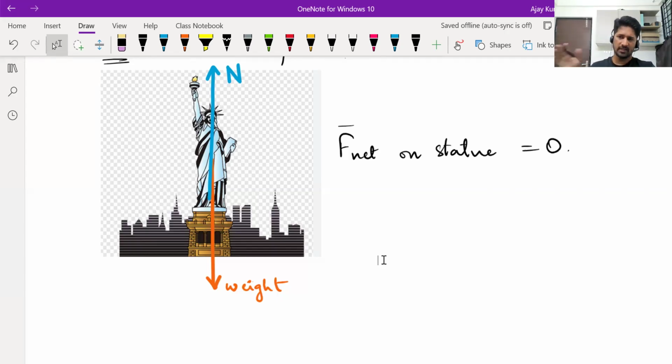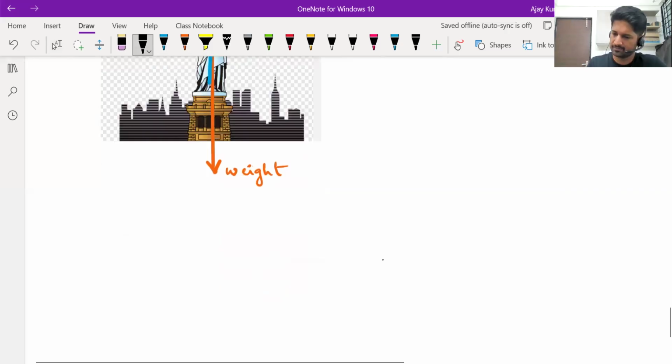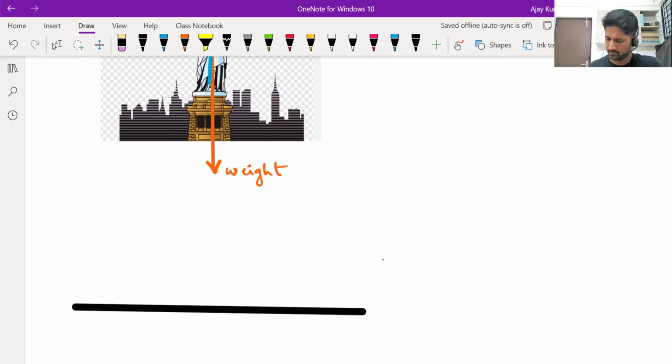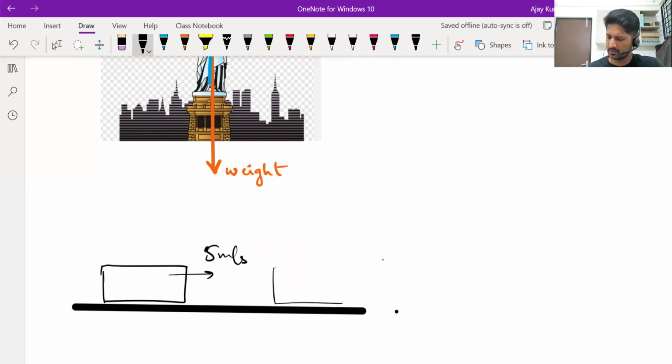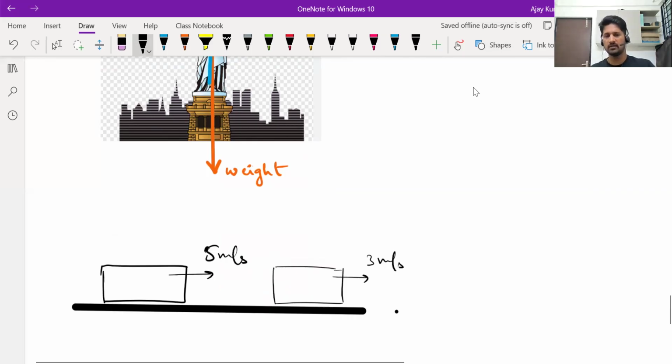Now suppose you slide a block on a rough surface. Just assume there's a block on it. You slide it, means you give it some velocity, let's say 5 meters per second, and you release. We know that as it moves forward, the block slows down. Maybe its speed becomes 3 meters per second, then 2, 1. Gradually it will come to rest. What force is responsible for the change in state of motion of this block? What force is causing the velocity of this block to change?